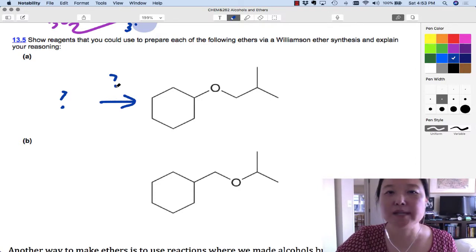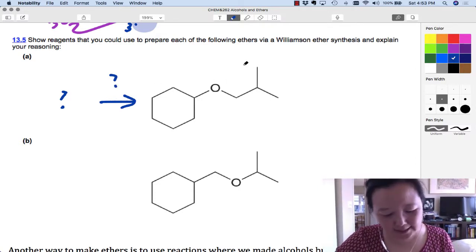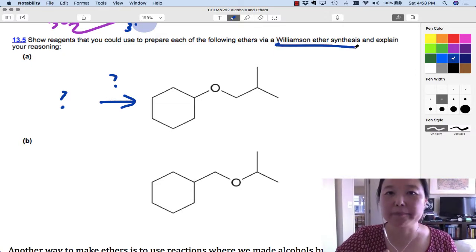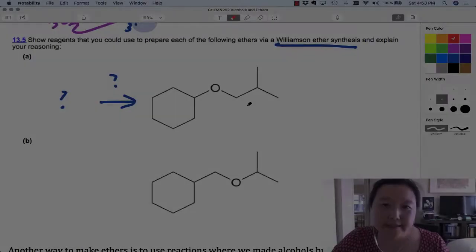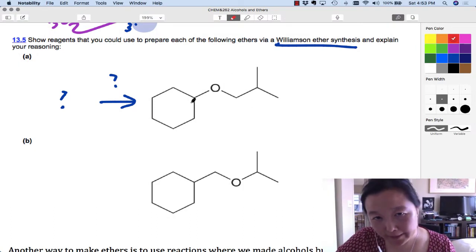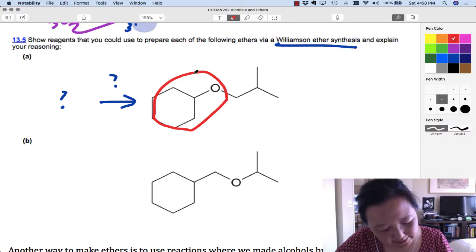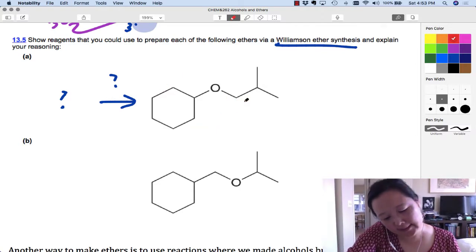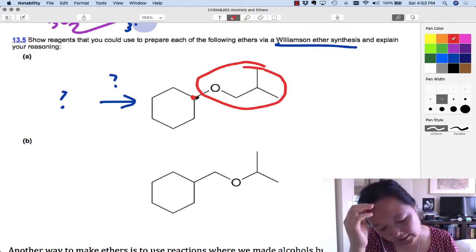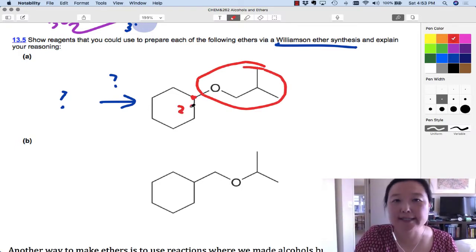What are you going to use as reagents to make this ether? Because Williamson ether synthesis means you're synthesizing an ether. So for this one, I would think about either way: is it this alkoxide that attacks here, which is primary, or is it this alkoxide that attacks here, which is secondary? What do you guys think is better?